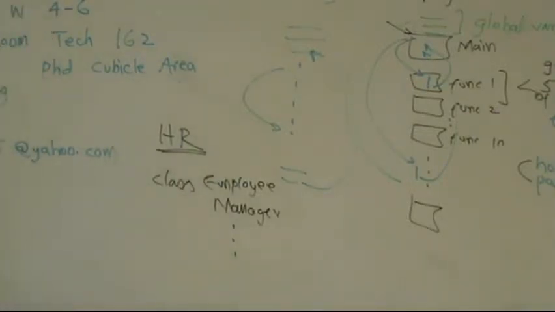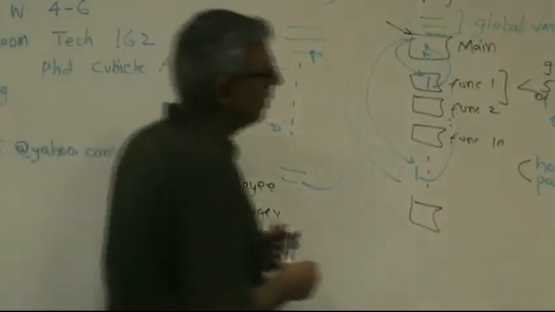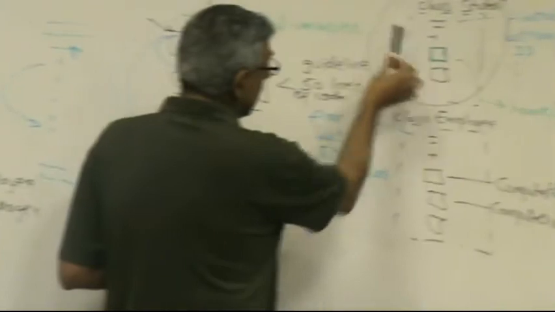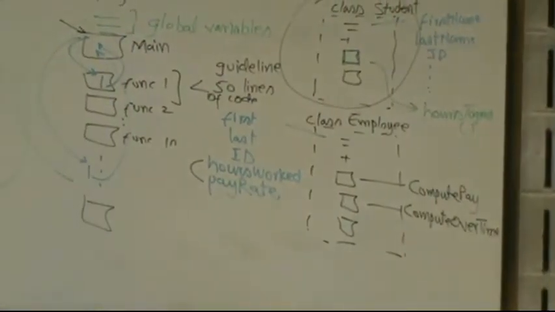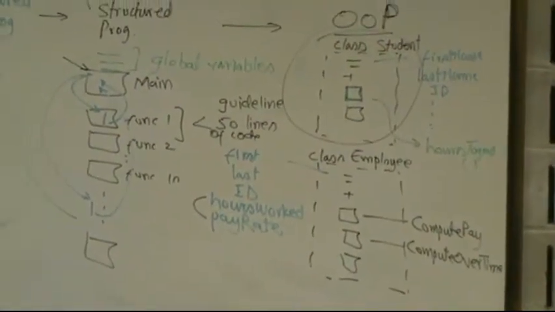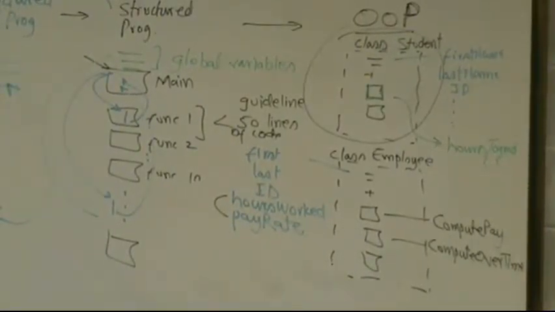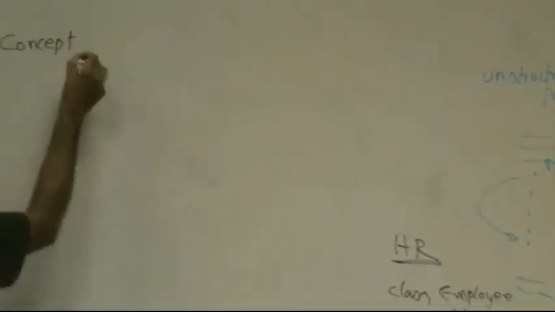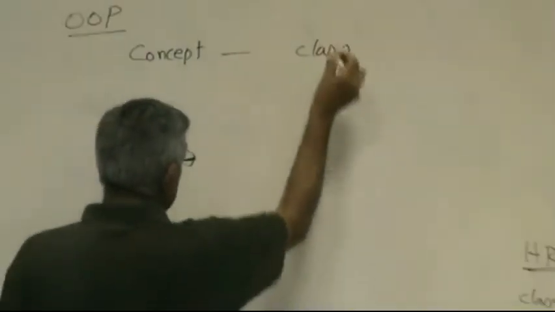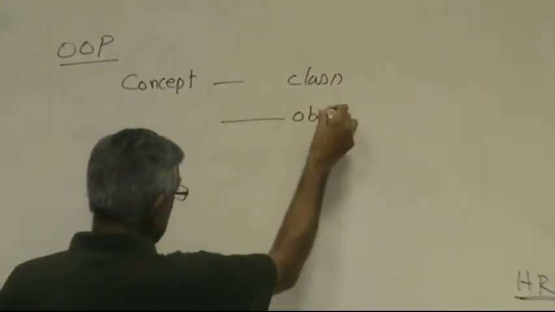Okay. Now, especially if you're new to this kind of programming, one of the difficulties that a lot of people have is understanding the difference between a class and an object. So let me very quickly clarify that. Okay, so in object-oriented programming, the first concept that we need is what is a class, and what is an object.